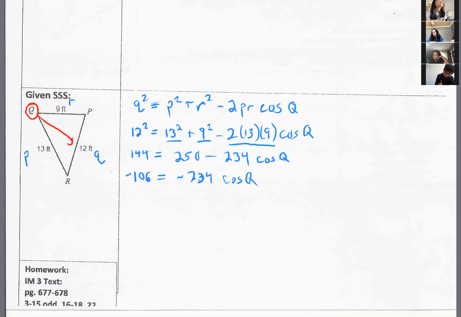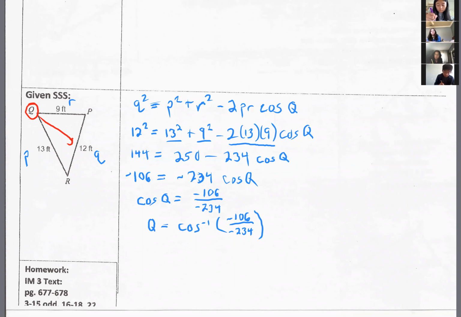And then cosine of Q. I divide both sides by negative 234. If you want to make this positive, that's fine. So to solve for Q, I'm going to take the inverse cosine of both sides. That's how you get rid of cosine, is you take the inverse cosine. So I take the inverse cosine of the left side, and then I also need to take the inverse cosine of the right side. You don't have to simplify this yet because it's not a final answer. But if you did simplify it, that's fine.